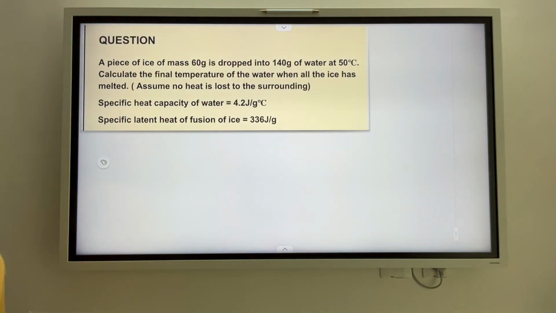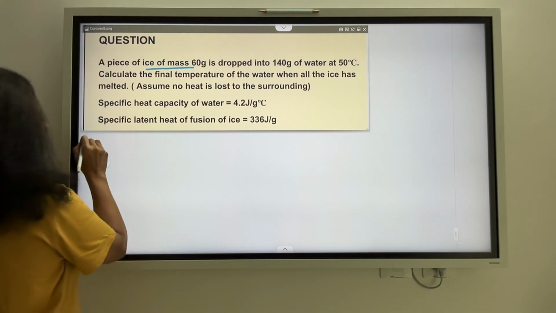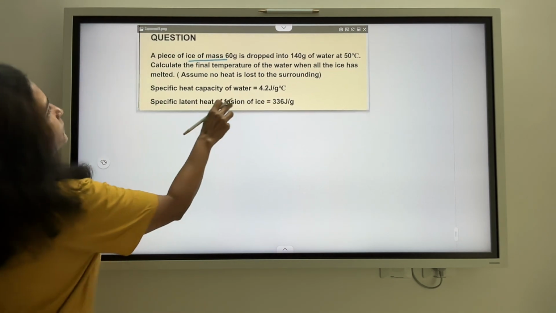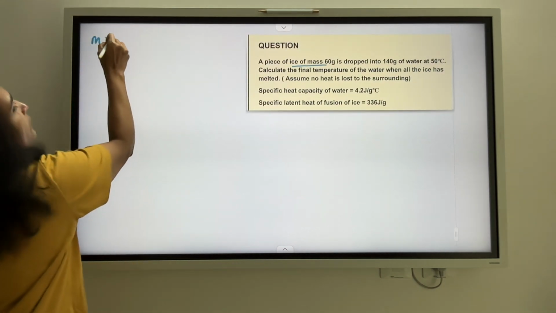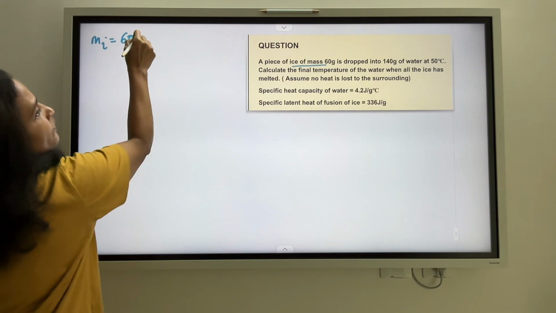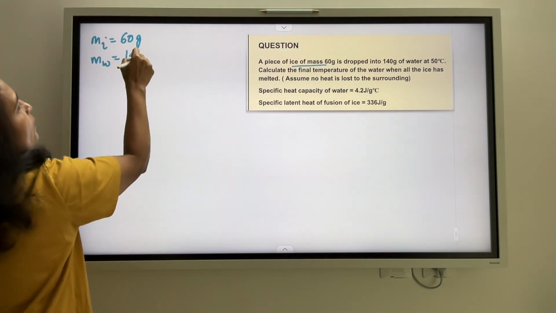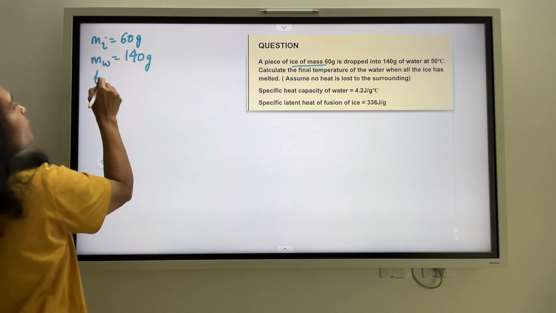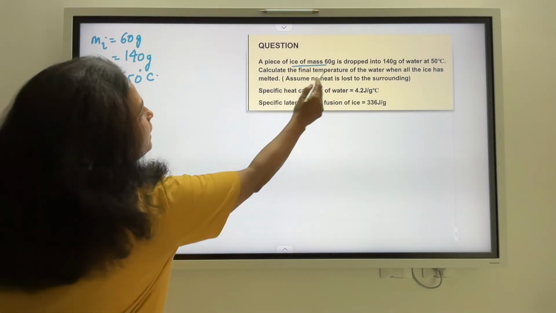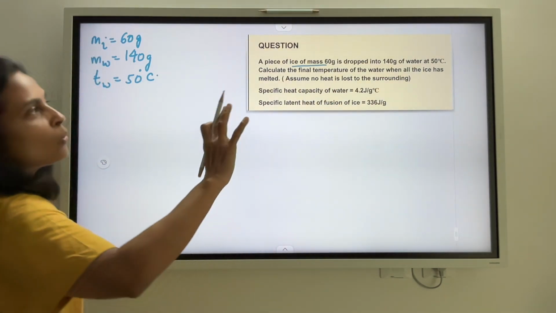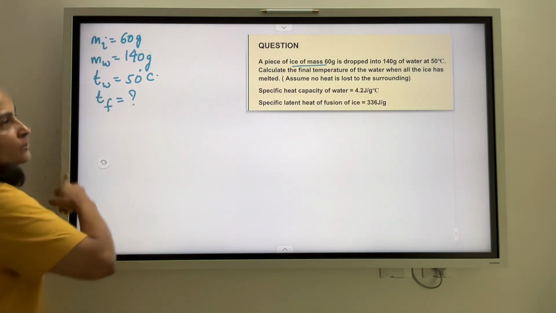So what does this question look like? A piece of ice of mass 60 grams. So we have mass of ice. Let me write it here. So what is the mass of ice given? It is 60 gram and it is dropped into water of mass 140 gram. Given that the temperature of water is 50 degrees centigrade, calculate the final temperature of water when all the ice has melted. So we are supposed to find out the final temperature.